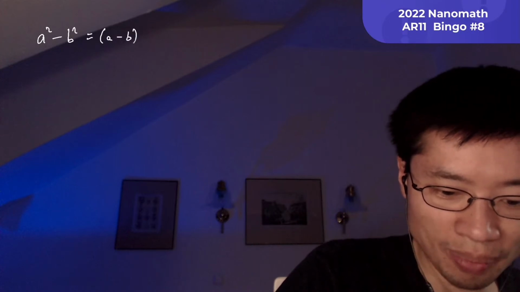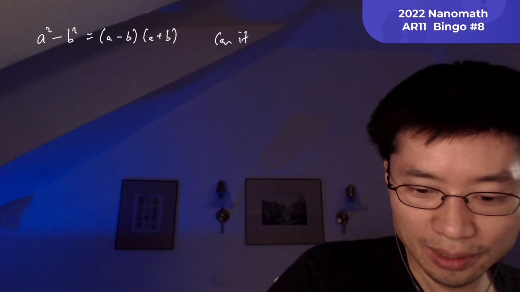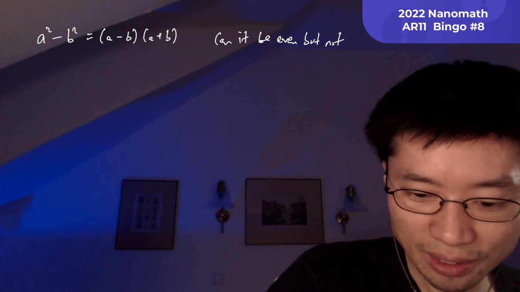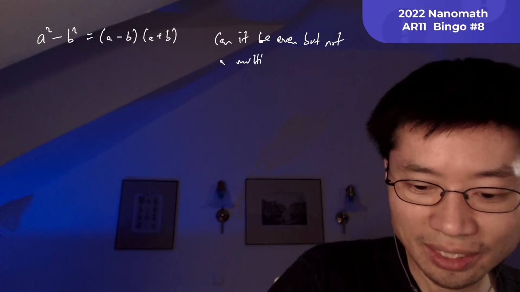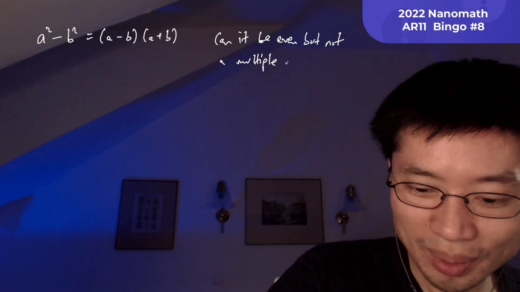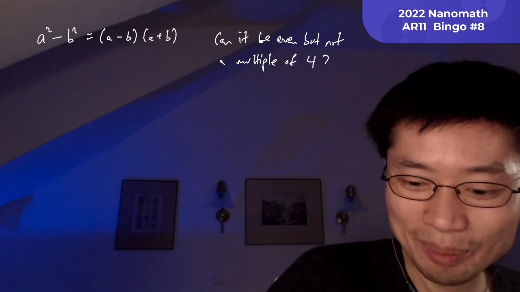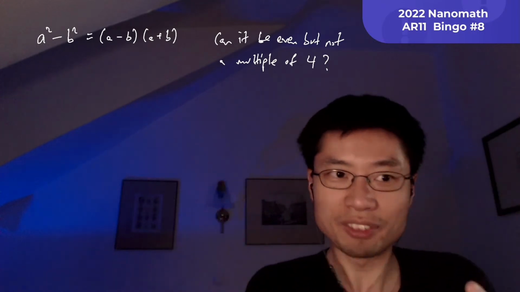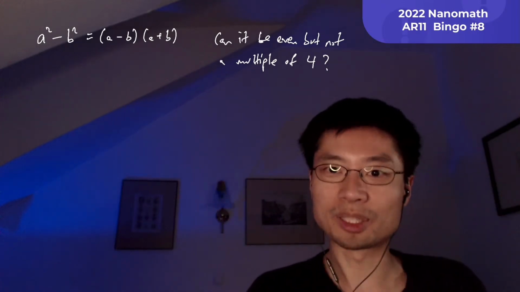If I have this a squared minus b squared, which was a minus b times a plus b, can it be even, but not a multiple of 4? Hint, the answer is no. But does anyone know why? Can anyone type into the chat a reason why, if I multiply these two numbers together, it's never going to be even and not a multiple of 4?